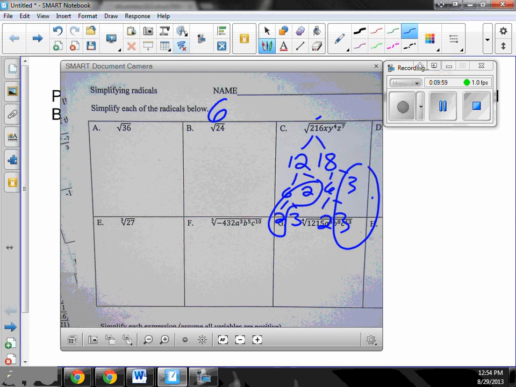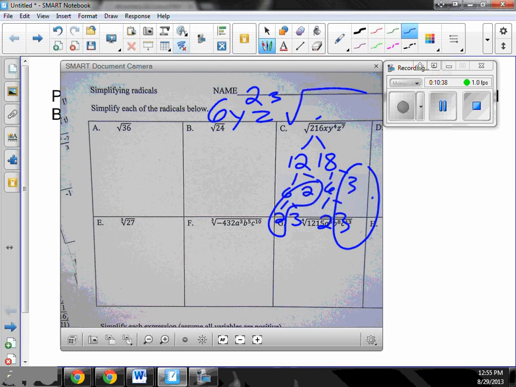6. Now looking at the variables, can I remove any x's? I need a pair of x's to take it out, and I only have one, so the x is going to stay on the inside. Can I remove any y's? Y to the fourth has how many pairs? 2 pairs with how many left over? None. So y squared. How many pairs of z's can I remove? 3 pairs with how many left over? So z to the third.